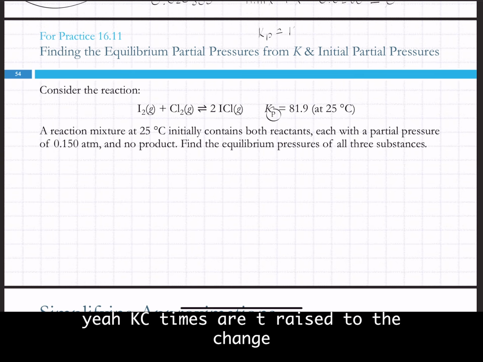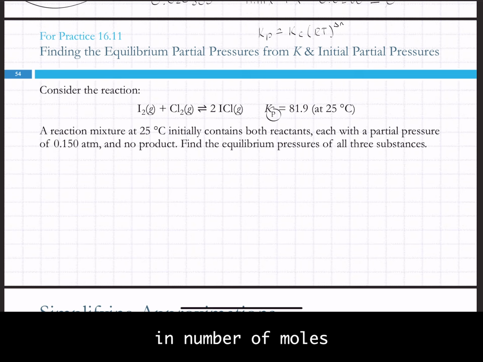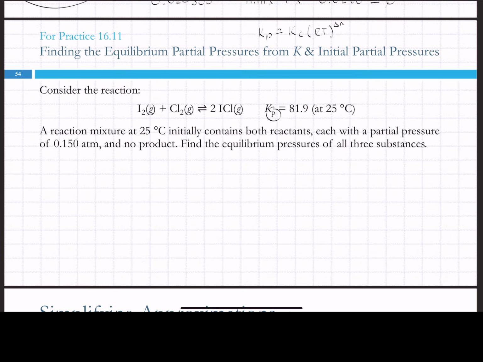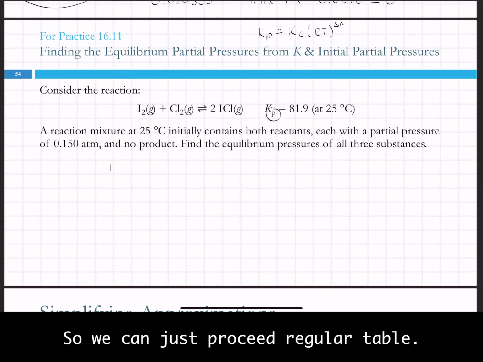Kp equals Kc times RT raised to the change in number of moles in the chemical equation, moles of product minus moles of reactant. So since those are both 2, then this delta N is 0, and the RT doesn't matter, so Kp and Kc are the same. So we can just proceed, regular ICE table.